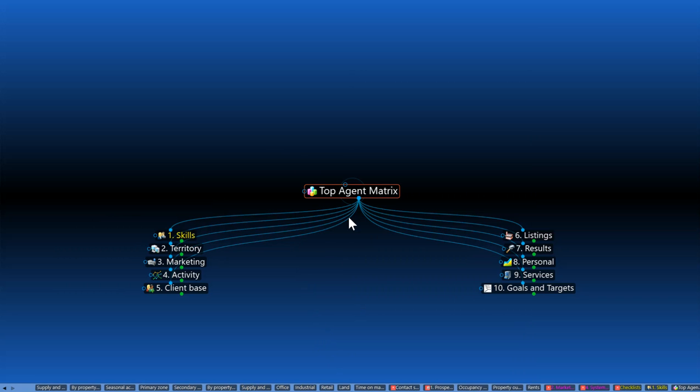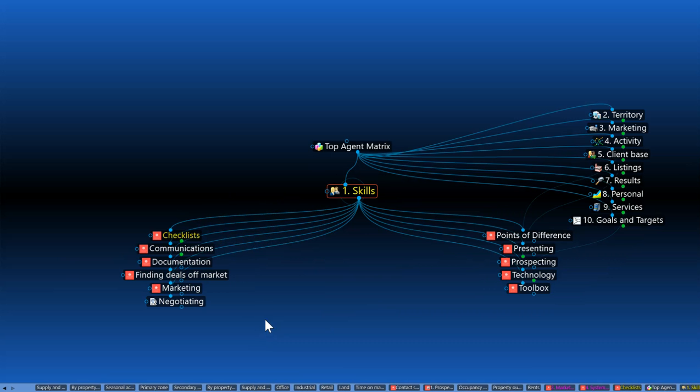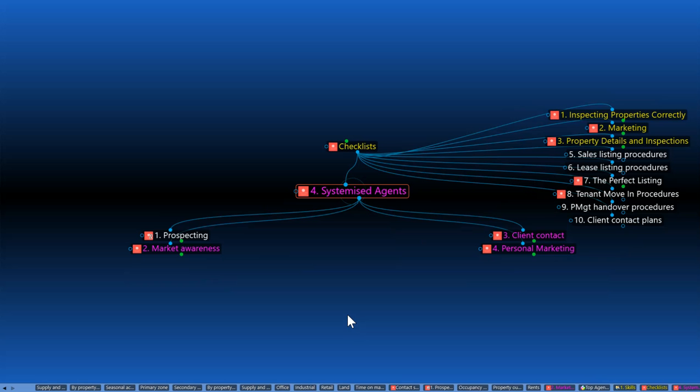So the top agent matrix, there are many different things in this matrix which you can work with. I'm still in the skills category, and as part of the skills category, I've been covering off on the checklists. Checklists actually help you stay on top of the key issues in brokerage. And of course, those checklists can help you show your professionalism to the clients that you serve in sales, leasing or property management. Now, in the earlier videos, I did cover off on inspecting properties, marketing properties, property details and inspections within that. And today I'm still working in the systemization of agent activity because systems help you get the job done in particular ways.